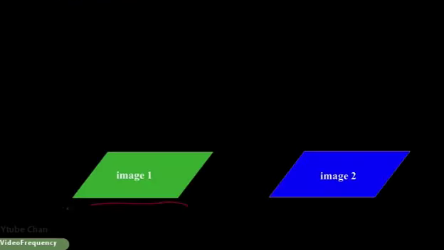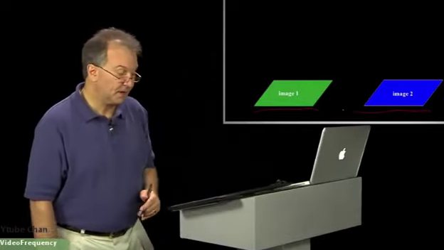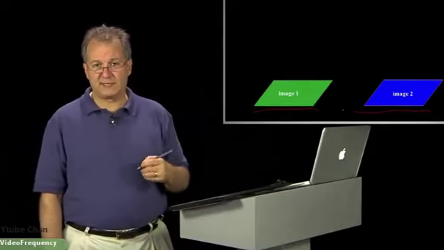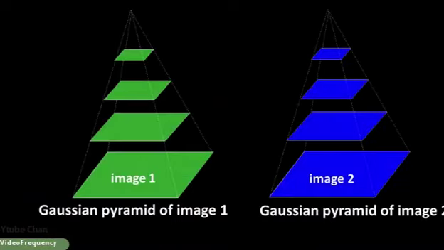I've got my one image and my other image, which is why they're called image 1 and image 2. The first thing we're going to do is build what are called Gaussian pyramids. That's illustrated like this. So it's the Gaussian pyramid of image 1. We'll talk more extensively in a minute about how you might go about building those pyramids. This is just notional so you understand what's going on.